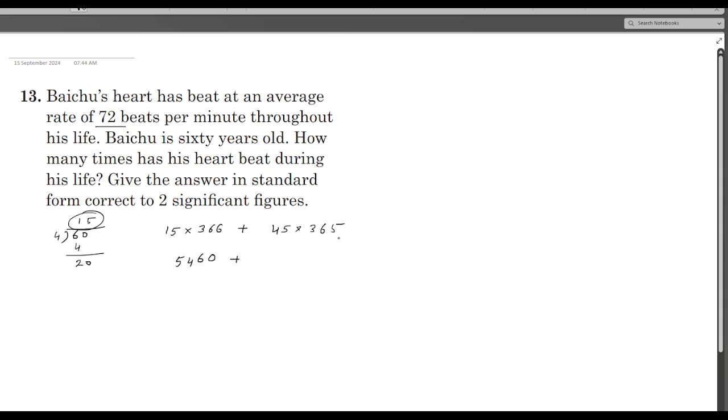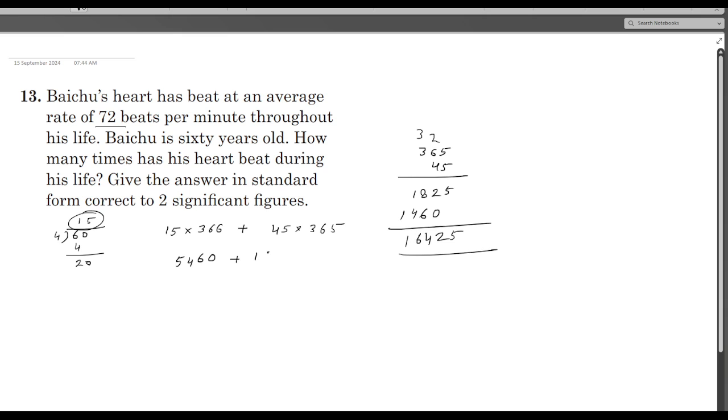And here the number of days is, we will multiply this 365 with 45. So 5 times 5, 25. 2. 5 times 6, 30, 32. 3. 5 times 3, 15. 15 plus 3, 18. 4 times 5 is 20. 4 times 6, 24 plus 2, 26. 2. 4 times 3, 12. 12 plus 2 is 14. So 5, 2, 4, 6, 1.